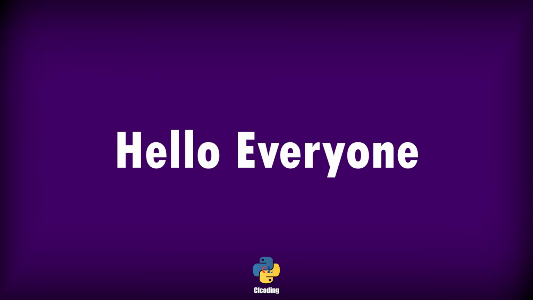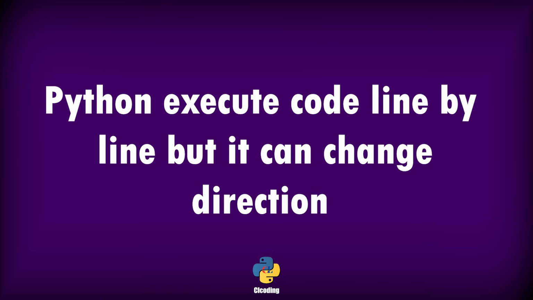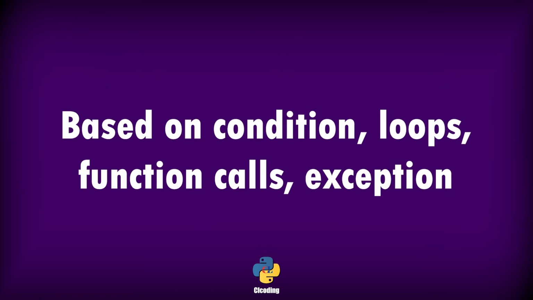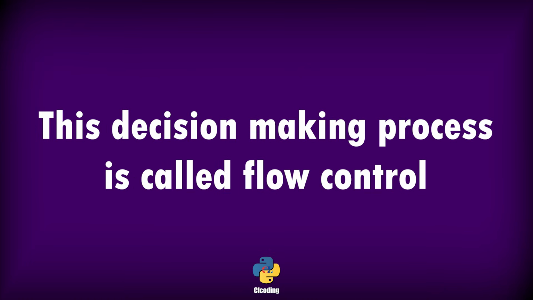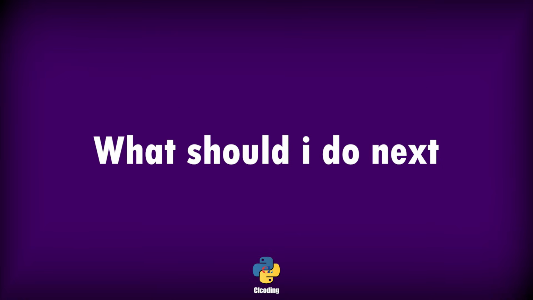So today's video is about how Python decides what runs next. Python executes code line by line, but it can change direction based on conditions, loops, function calls, and exceptions. This decision-making process is called flow control. Think of Python as reading instructions and constantly asking, what should I do next?